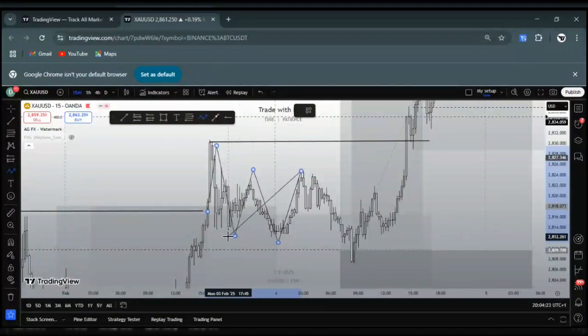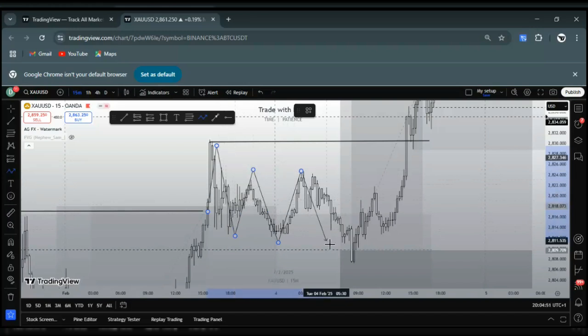So it went and took these two equal lows, which are also called engineered liquidity. Why do we call it engineered liquidity? Because it tricked early buyers to buy from this place and went up and reversed again and cleared these people that entered early.